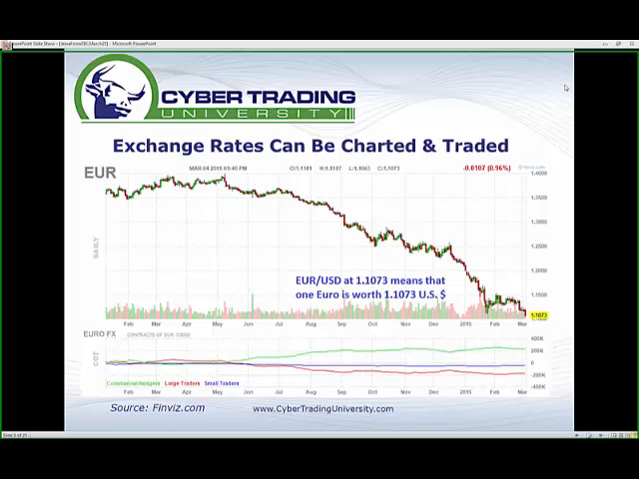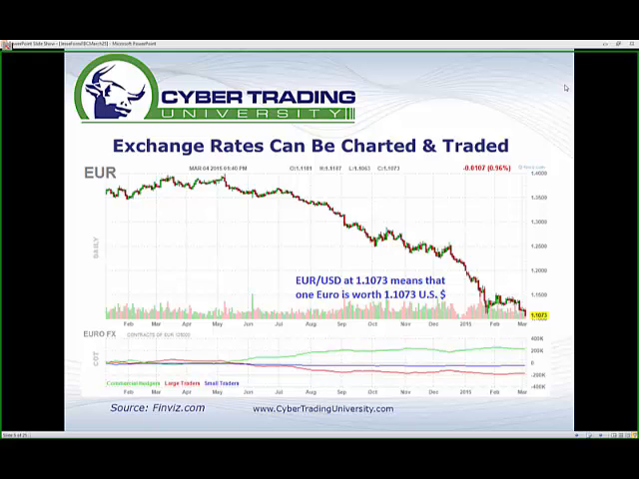And I'm showing this example of the euro versus the US dollar. So even though many people are familiar with trading currencies, let's say if they take a trip to Europe and they'll trade their dollars for euros and vice versa when they come back, you can actually speculate on these exchange rate differences because they're fluctuating up and down just like a stock would.